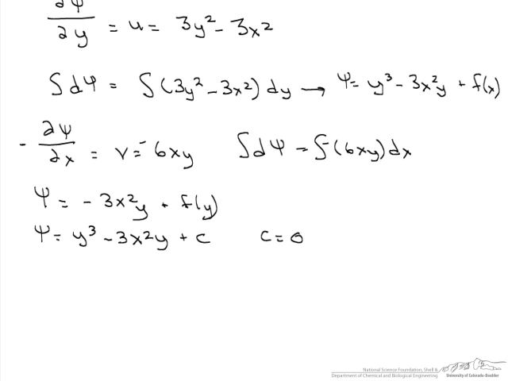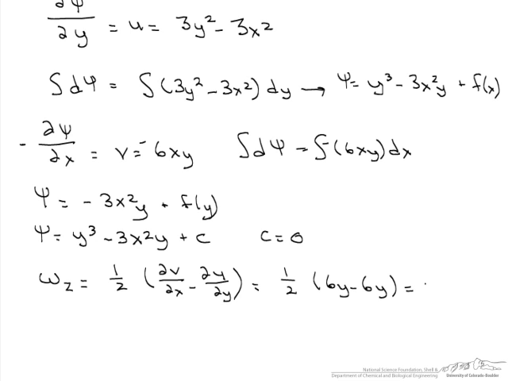There are two ways to figure that out. Either it has rotation, and if it has rotation, you cannot have a velocity potential. So let's check the rotation. So this is 1/2 (dv/dx minus du/dy). And this has to equal 0 in order for this to be a valid velocity potential. So this equals 1/2 (6y minus 6y), which equals 0.